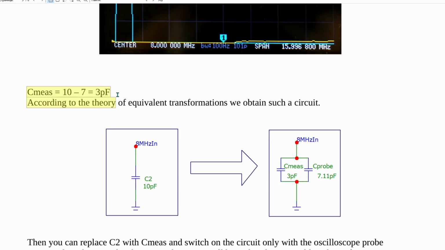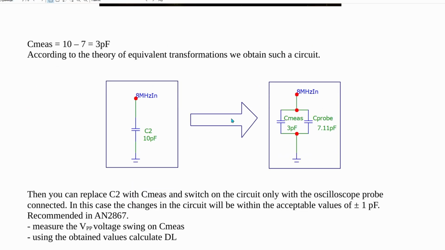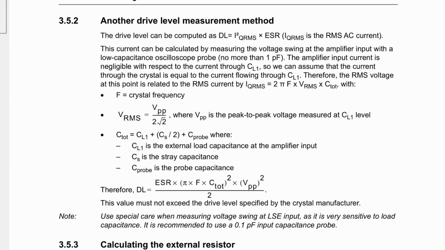After calculations, we get a capacitance of 3 picofarad. The circuit with connected probes will look like this. Then you can replace C2 with C mesh and switch on the circuit only with the oscilloscope probe connected. In this case, the changes in the circuit will be within the acceptable values of plus minus 1 picofarad, recommended in AN 2867. The manufacturer recommends such a capacitance for a reason.